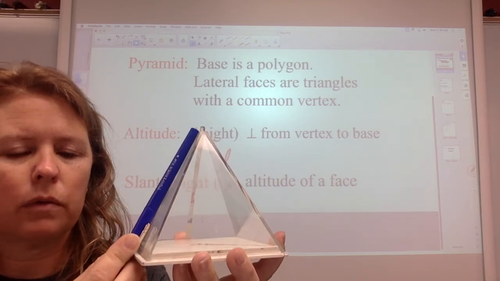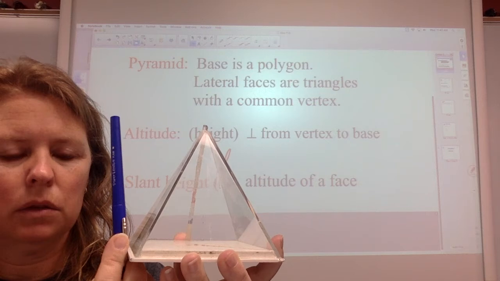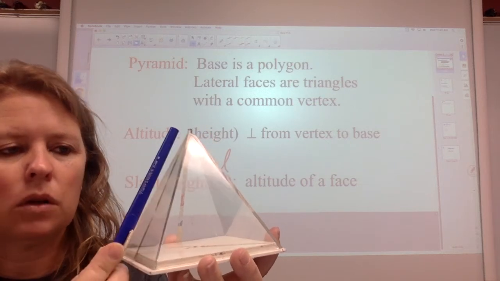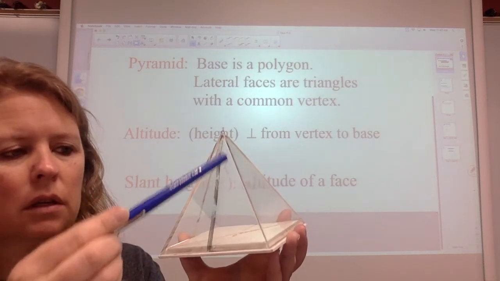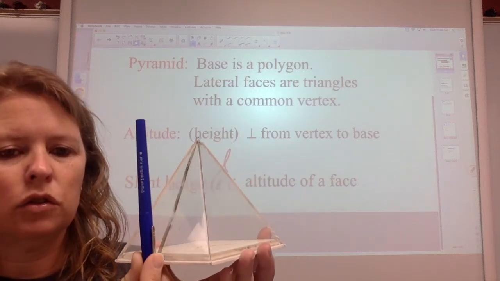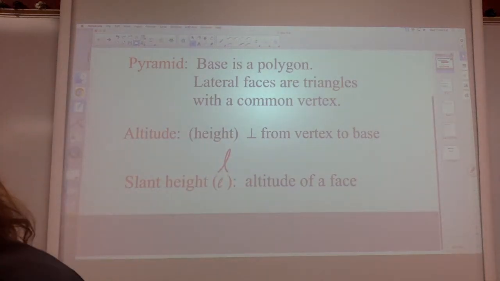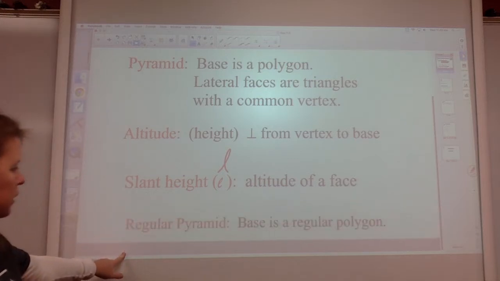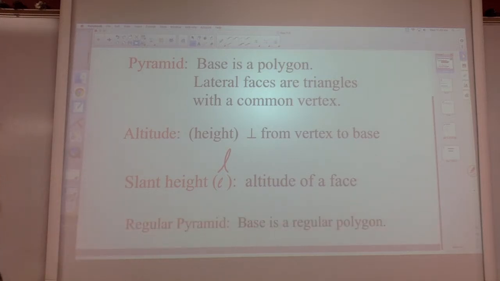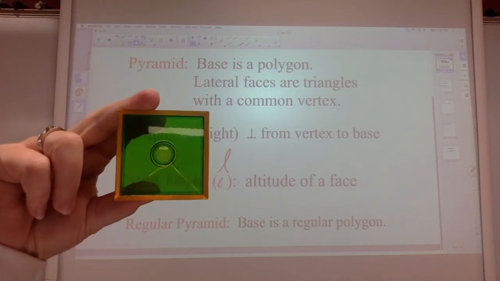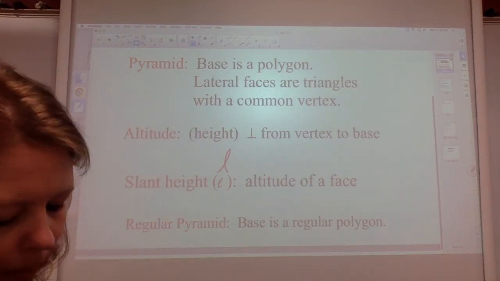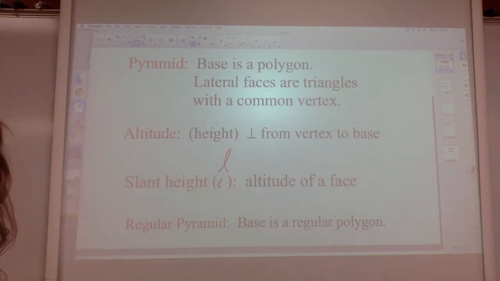Think of it in terms of a right triangle. This would be more like a hypotenuse, and this is going to be straight up and down. So a slant height is just one face, and the altitude is the height of the whole thing. It's very important that you know that vocabulary so that you do your formulas correctly. A regular pyramid has a base that is a regular polygon: a perfect square, perfect equilateral triangle, perfect hexagon, whatever it is.